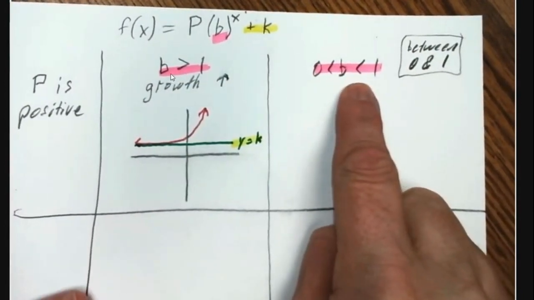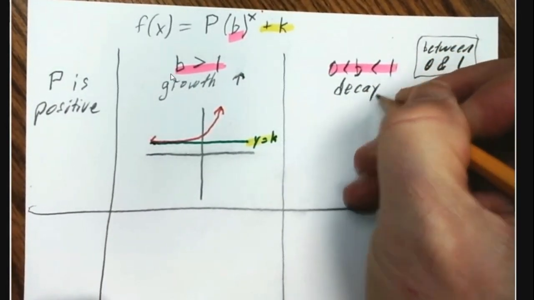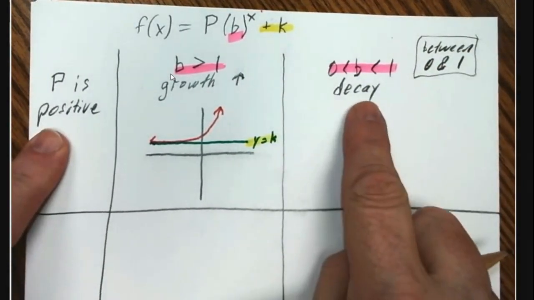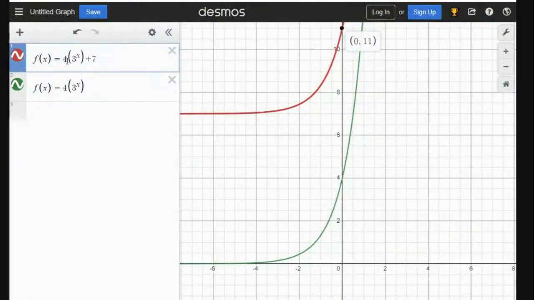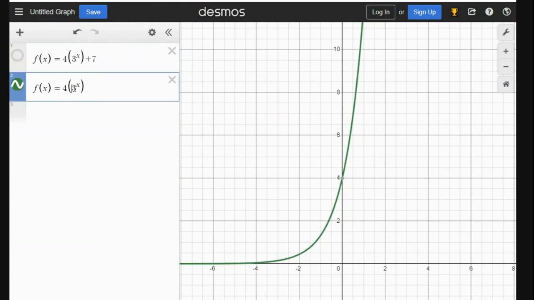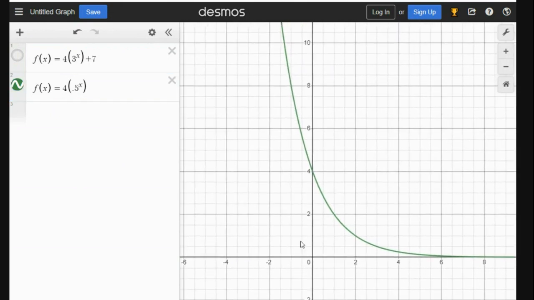Now how about if b is not greater than 1? It's a fraction. It's between those. Then we see that as a decay. P is positive, but this is a fraction. It's decay. Well, what do you mean decay? Well, let's make P positive with a 4. Let's take off the plus K for now. Let's just look at this one. If this is a fraction, let's say it's 0.5, see, this is decay. It's going down. It starts at a higher number, but as x gets larger, it's decaying. There's less and less left. It's going down and getting closer and closer to that asymptote at k, which is 0 in this case.